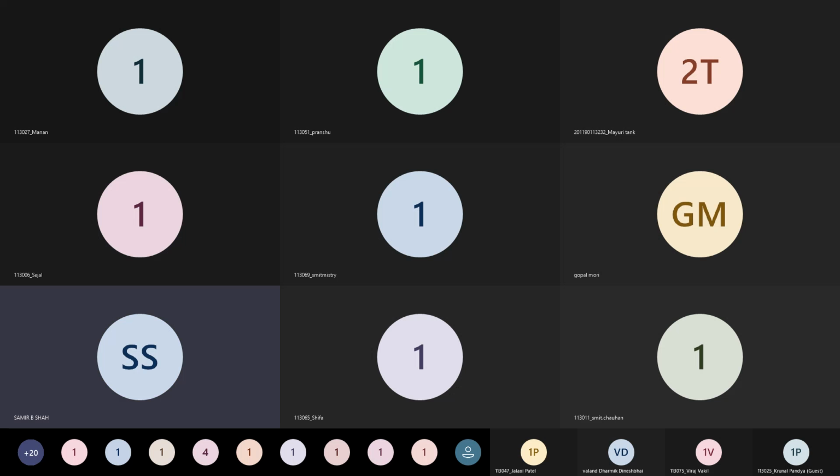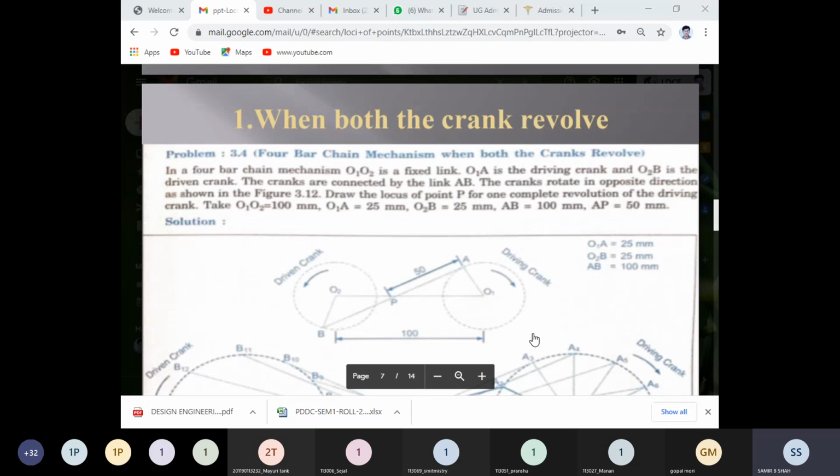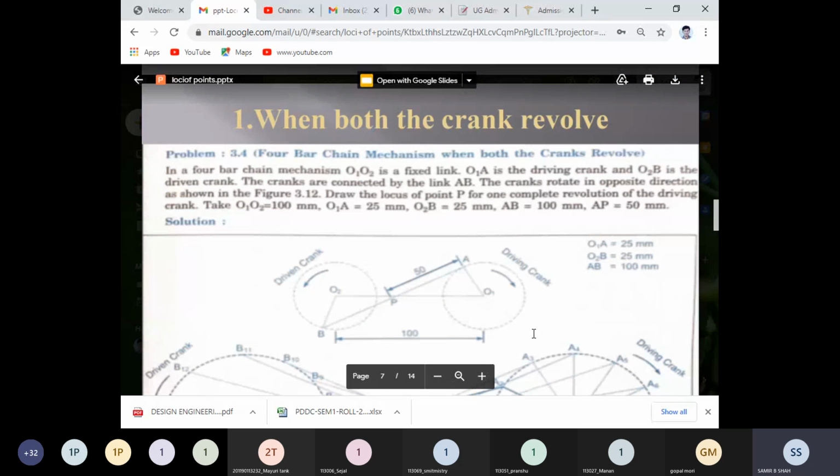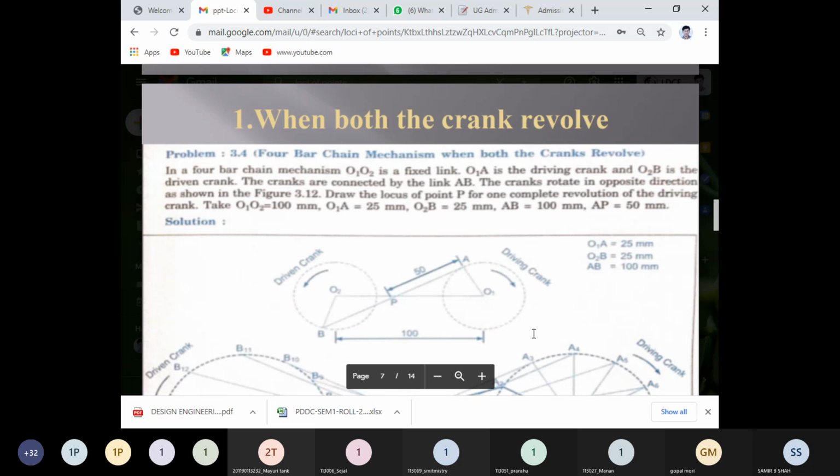When both the cranks oscillate. In the first two cases, where one crank revolves and another crank oscillates, and the first case where both the cranks revolve, are already solved, and I shared the links regarding that.